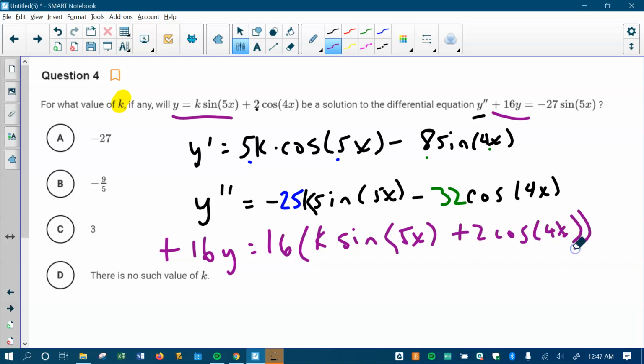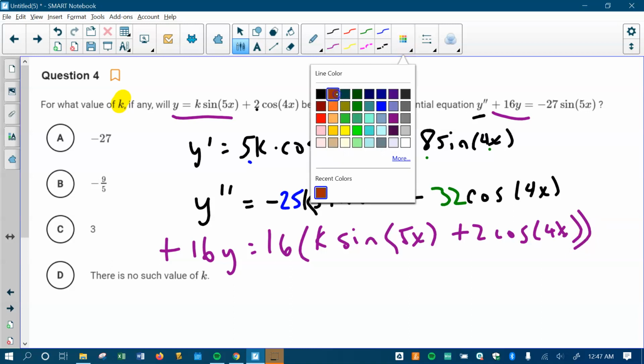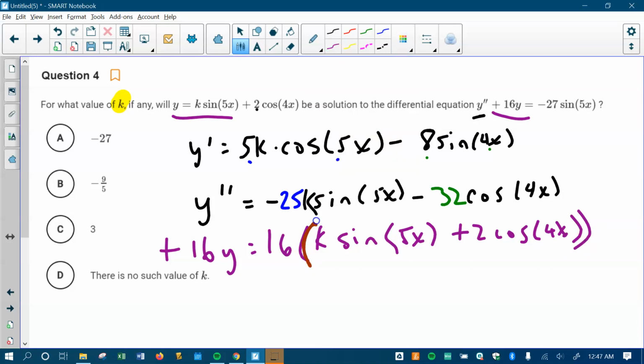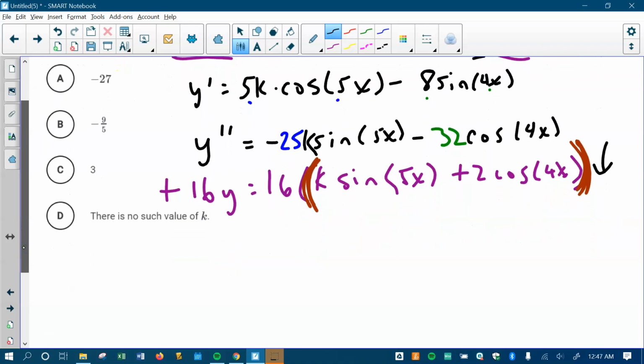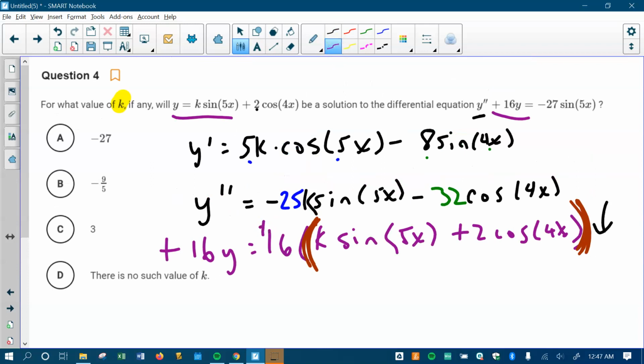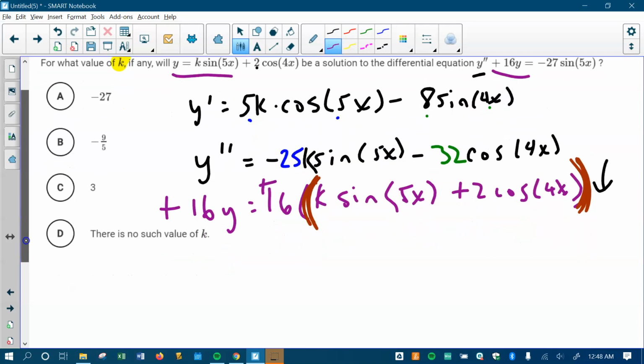Okay, so let's see what I have here. Please notice, and this is the most important part of the problem, that there are huge parentheses here. Massive parentheses. So let's add vertically as if we were doing a system of equations. We would have negative 25k sine 5x, and then we would do plus 16. Negative 25 plus 16 is negative 9. So we get negative 9k sine of 5x.